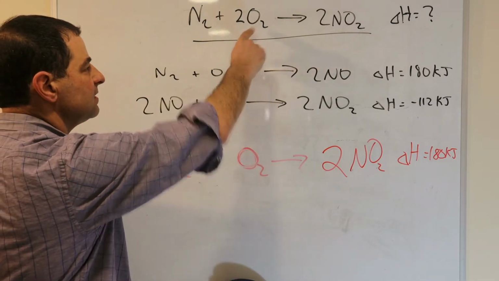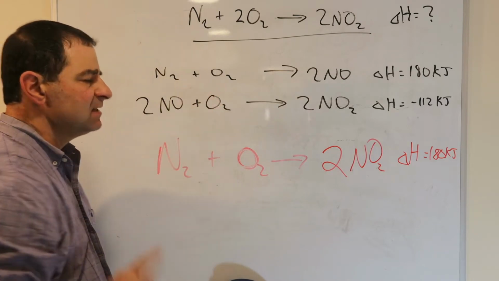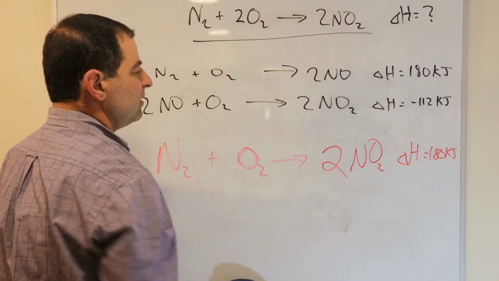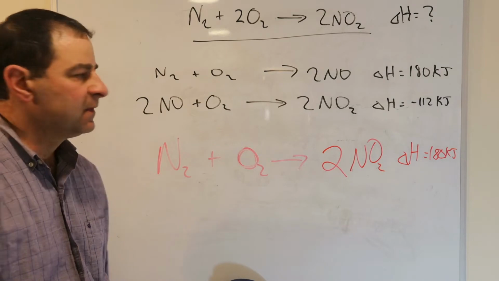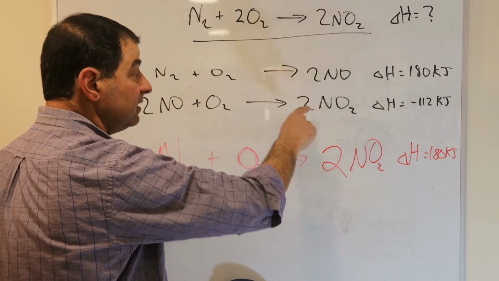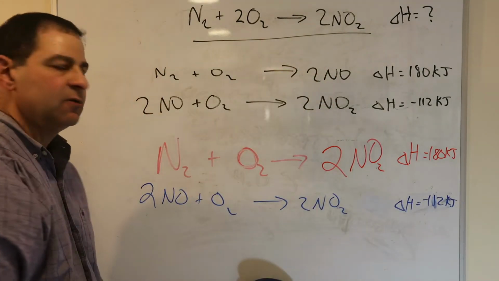My second reactant is an O2. I see O2 here, I see O2 here. That's not going to help me. I need nitrogen dioxide, NO2, as a product. I see here, nitrogen dioxide is a product. So I can go ahead and write this one, and I see I don't need to reverse it or anything because NO2 is a product in both of them. Now I can put these two equations together.